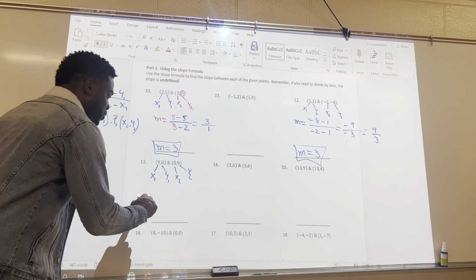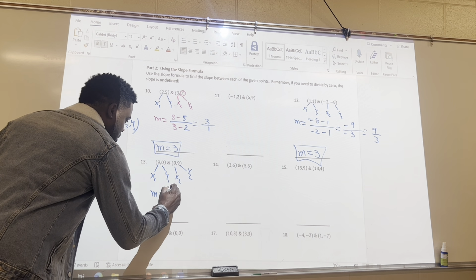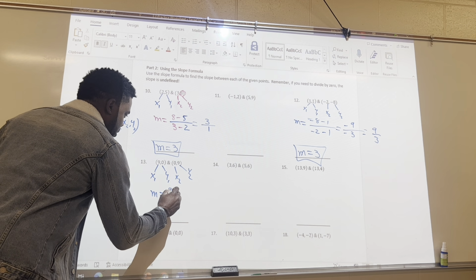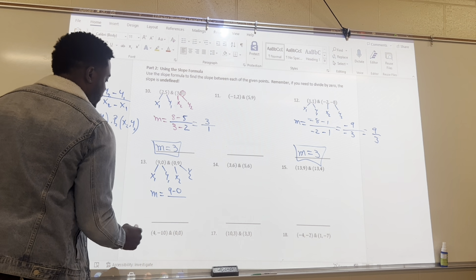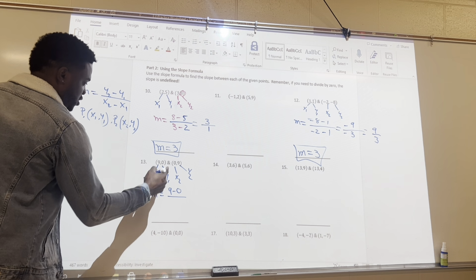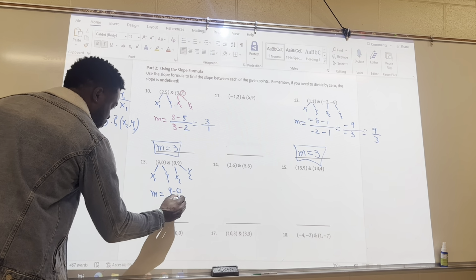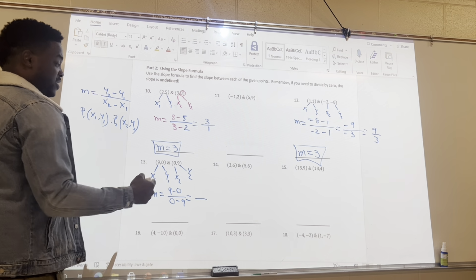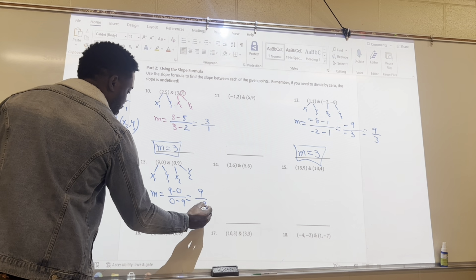So now we are going to do that, right? So I say my slope is equal to y2, which is 9 minus 0, and then divided by my x2, which is 0, minus 9, right? So 9 minus 0 is 9, and 0 minus 9 gives me -9, right?